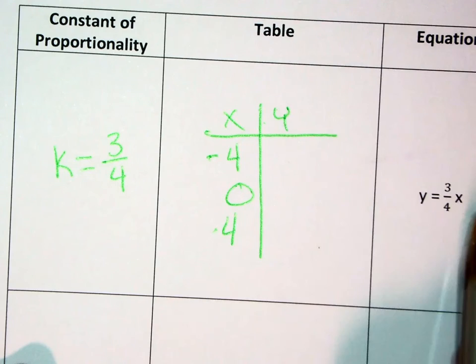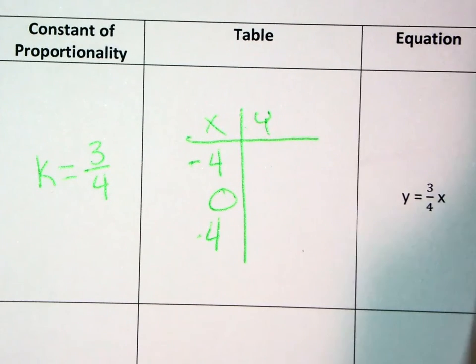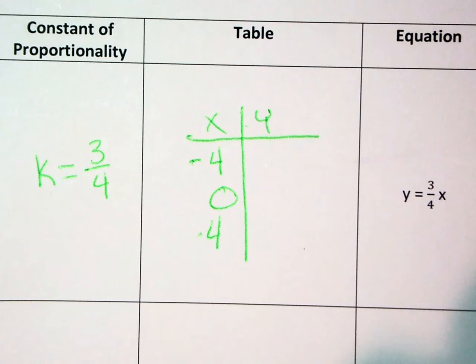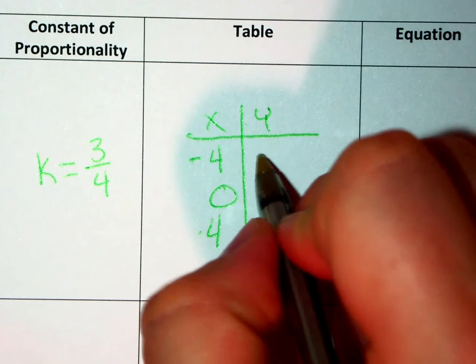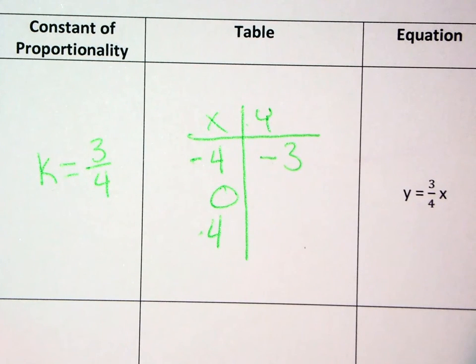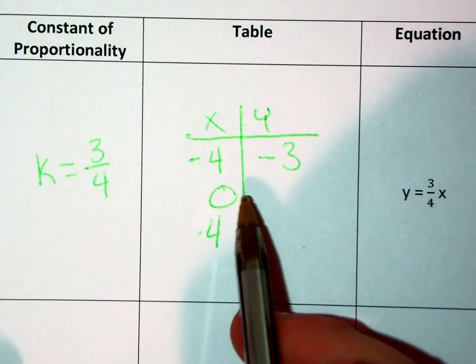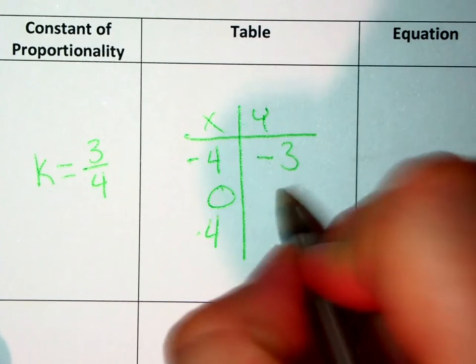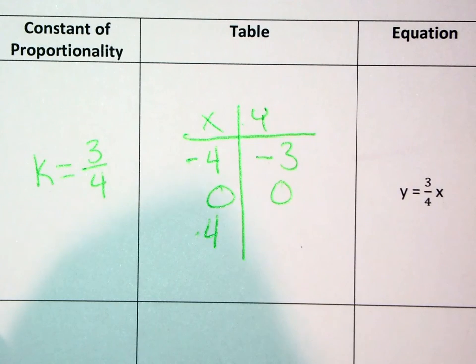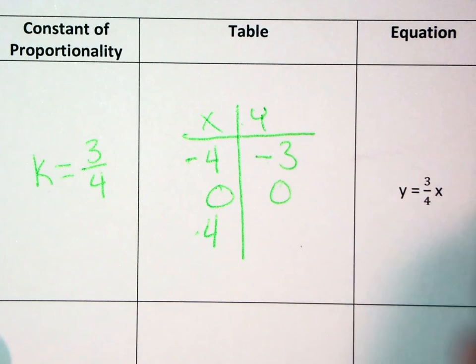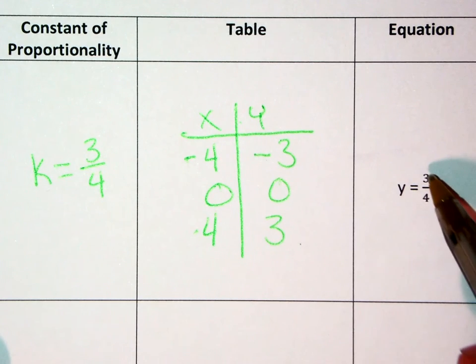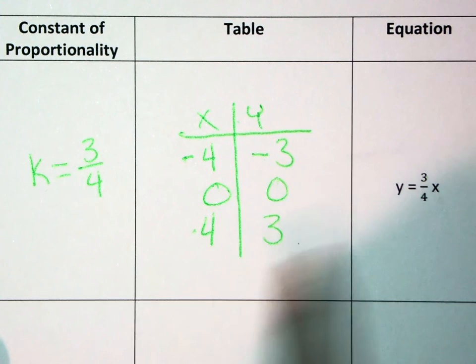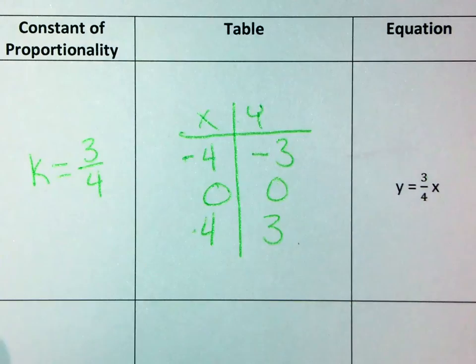So when I plug -4 in for x, I get 3/4 times -4 which outputs a -3. When I plug a 0 in for x, 0 times 3/4 is 0. And when I plug a 4 in for x, it outputs a +3. Which should have been the most obvious because we know that our k is equal to y over x. And so we should have a 3 for a y with a 4 for an x.